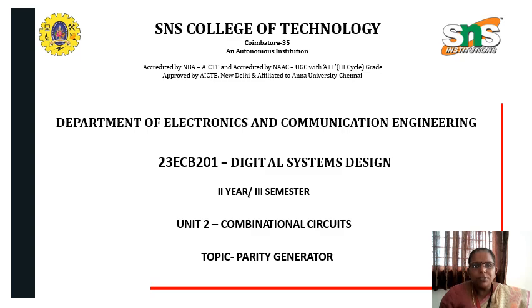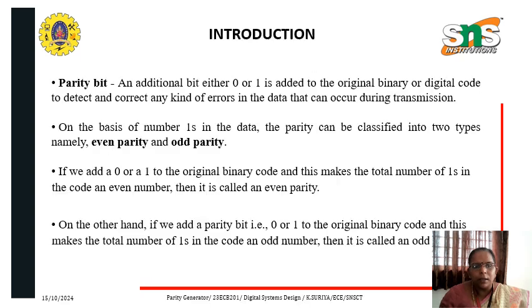So in the field of digital electronics, it is very important to ensure the data integrity. For this purpose, we have two digital circuits, namely Parity Generator and Parity Checker. So both these circuits help us to detect and correct any kind of error in the transmitted data.